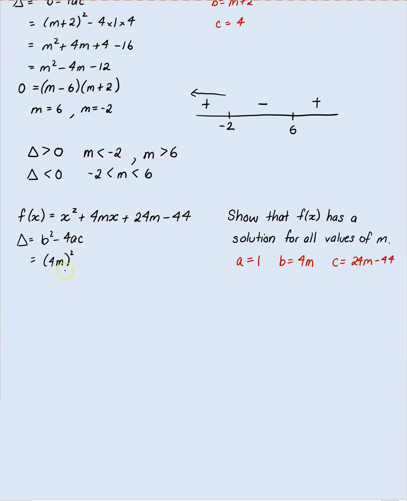If you didn't have brackets, you'd be saying it's just 4m squared, which will be different as you'll see in a minute, minus 4 times a, which is 1, times (24m take 44). So now, because we've used our brackets correctly, (4m) squared is 16m squared. 4 fours are 16, m times m is m squared. 4 times 24 is 96. Negative times the negative, we've got positive 176 here.